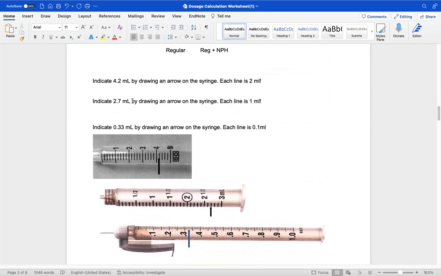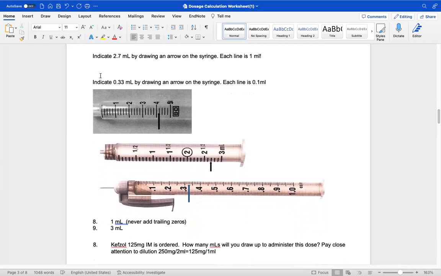Indicate 2.7 mLs by drawing an arrow on the syringe. So on this syringe, each line is 1 mL. So you've got your 2 here. So this is 2.5. You're going to go 2.6, 2.7 would be the correct amount to draw up.